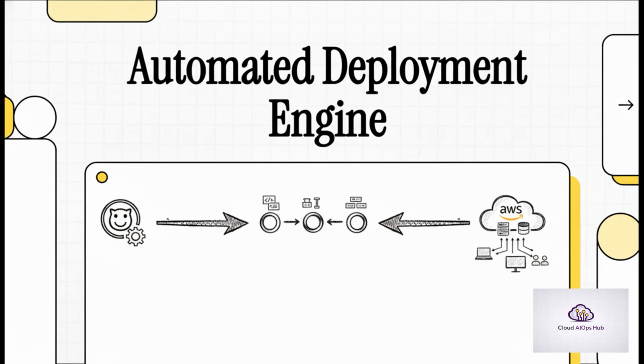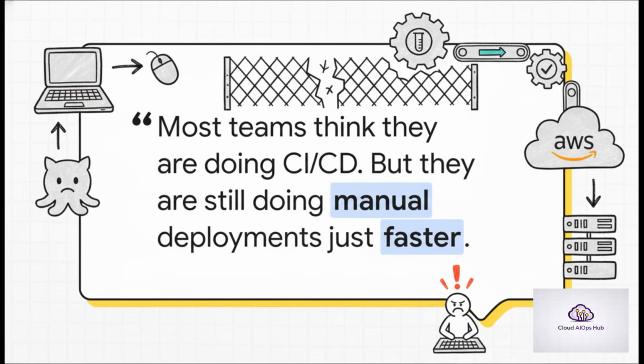I am your host, and today we are diving into one of the most misunderstood topics in DevOps, GitHub Actions and automated deployments. By the end of this video, you will understand exactly how GitHub Actions works, how it connects to your AWS infrastructure, and why it represents a fundamental shift in how modern teams deliver software. Let us get started. You know, this quote really hits home.